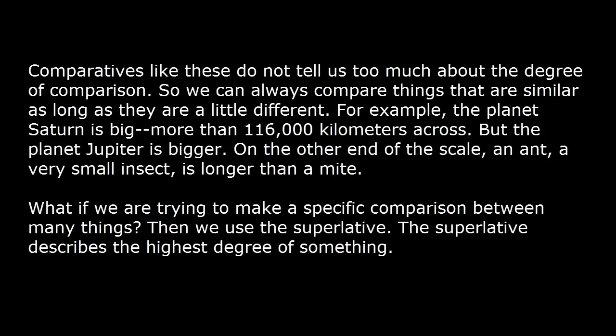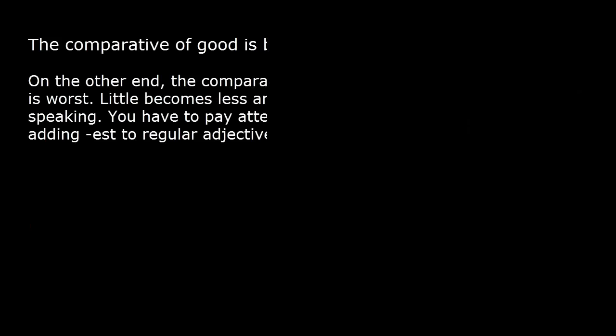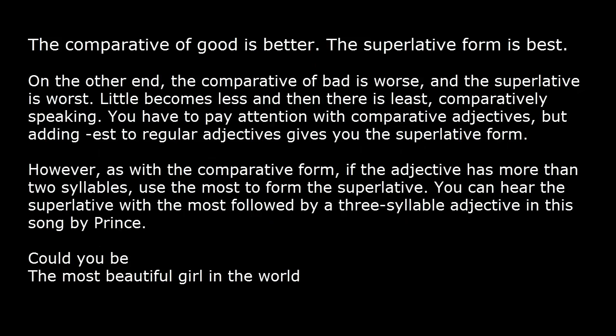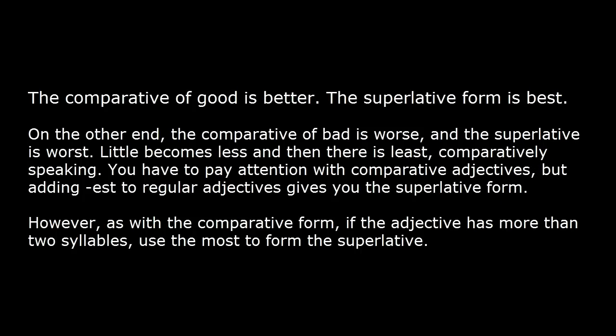What if we are trying to make a specific comparison between many things? Then we use the superlative. The superlative describes the highest degree of something. The comparative of good is better. The superlative form is best. On the other end, the comparative of bad is worse, and the superlative is worst. Little becomes less, and then there is least, comparatively speaking.